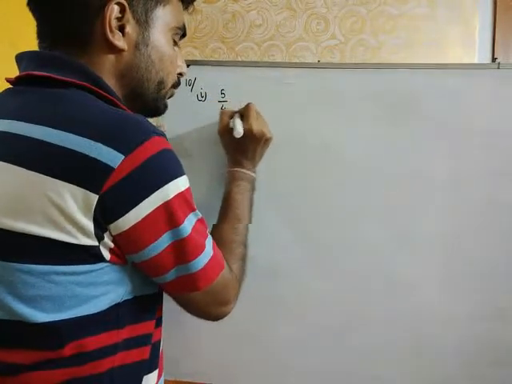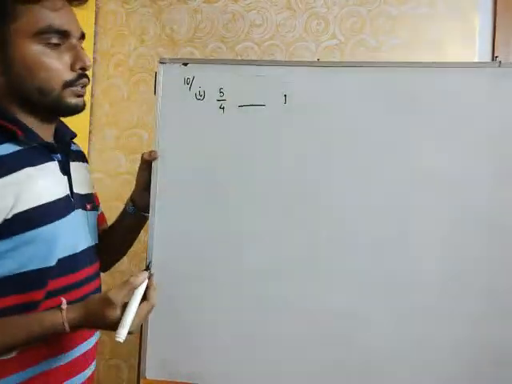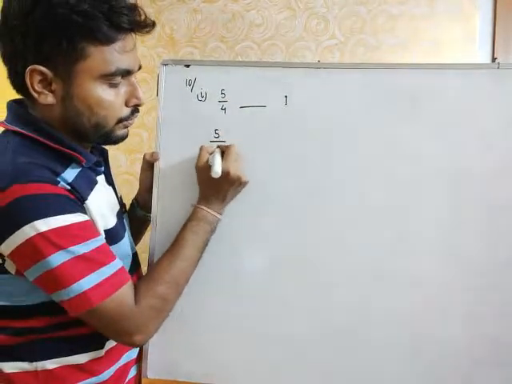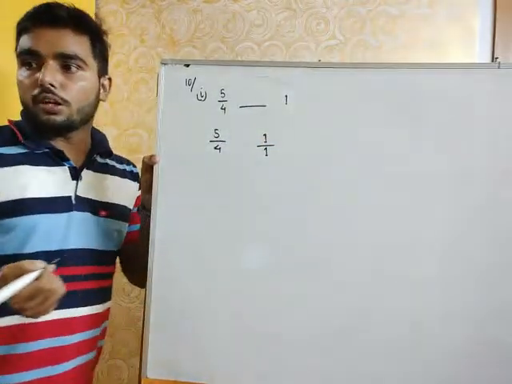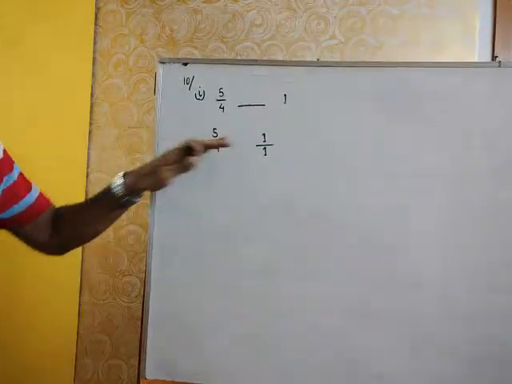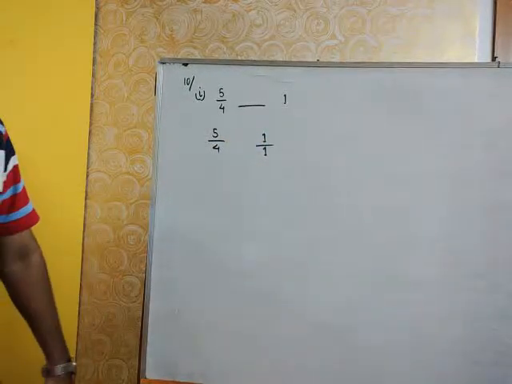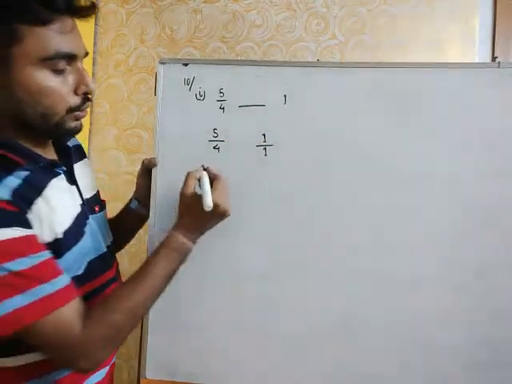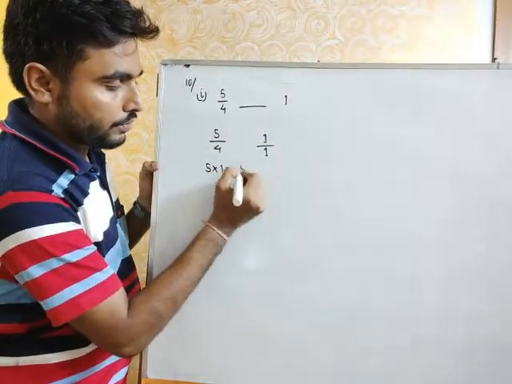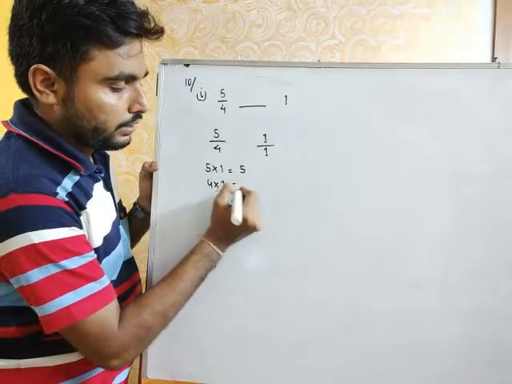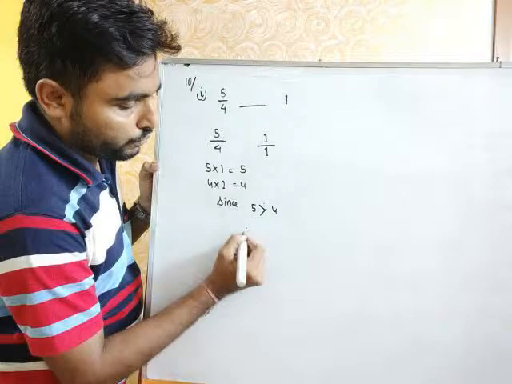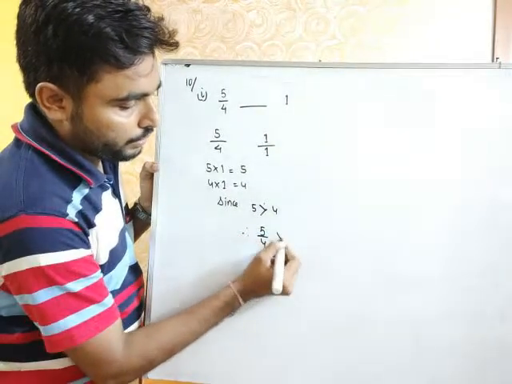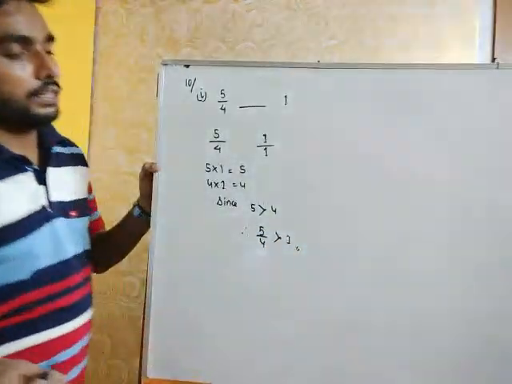Now this is 5 by 4 and 1. Okay, we need to compare 5 by 4 and 1. If there is no denominator, then what is the denominator? It will be 1. Okay, so now cross multiply. 5 into 1 is 5, 4 into 1 is 4. So I can write, since 5 is greater than 4, therefore 5 by 4 is greater than 1. Got it?